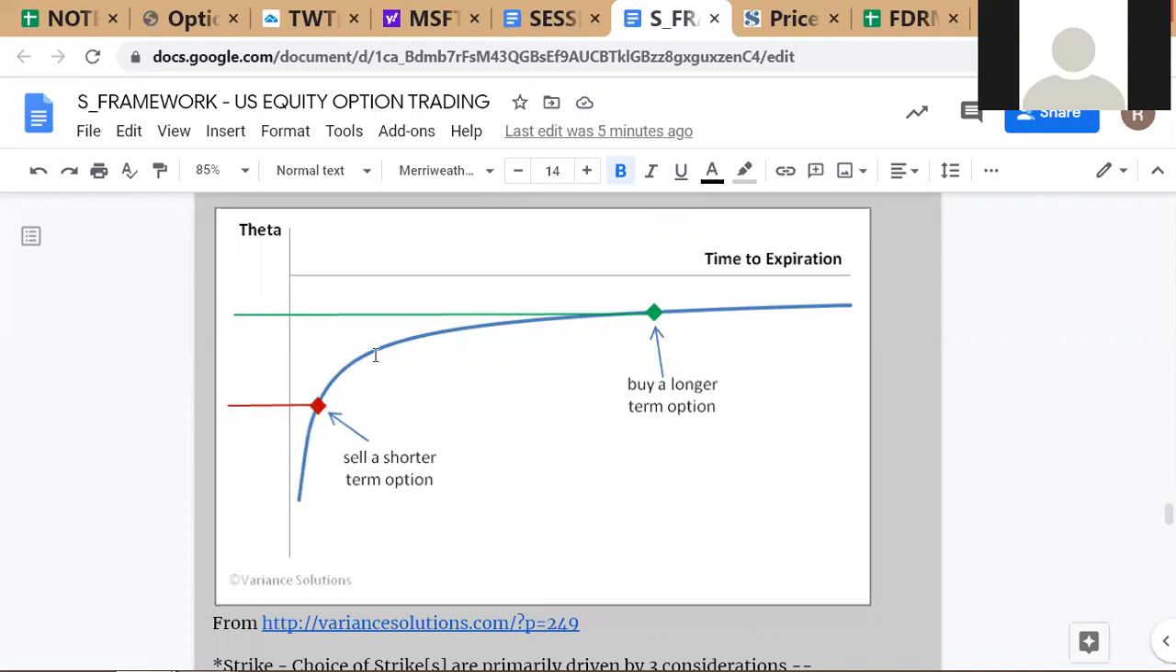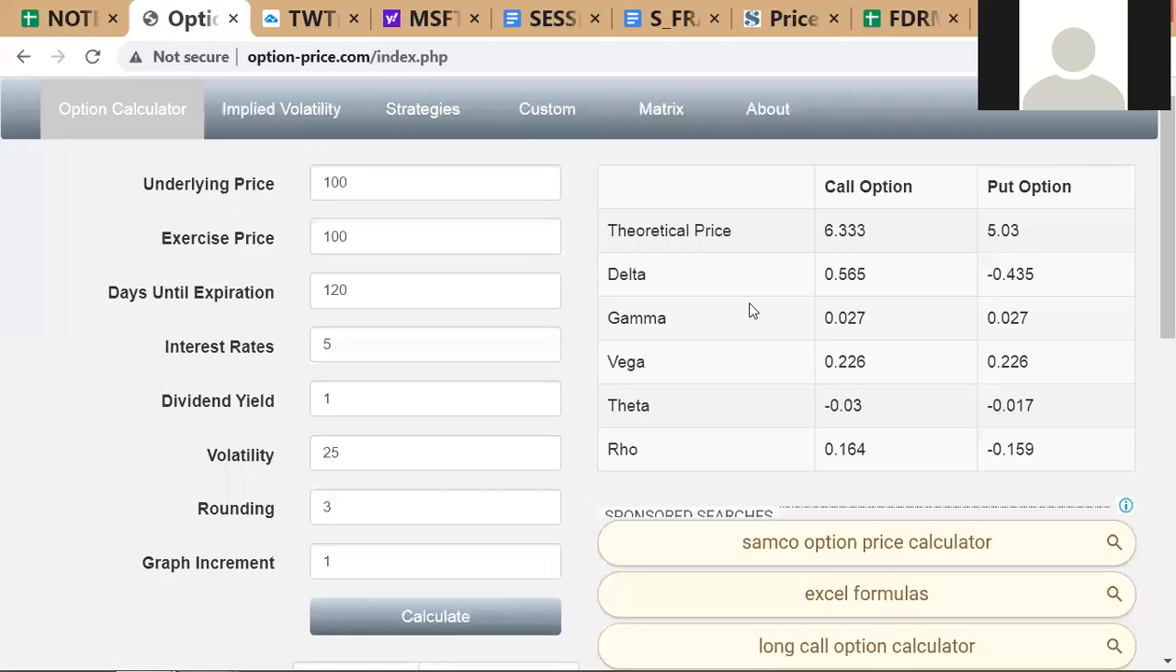So that's why you want to be a seller of short dated options, and you don't want to be a seller of long dated options, because the main benefit of being an option seller is this. The main benefit of option sellers is to get this, and of course also to get benefit from the Vega.